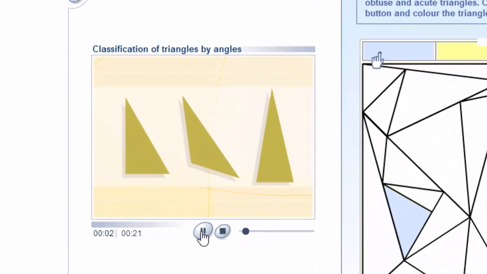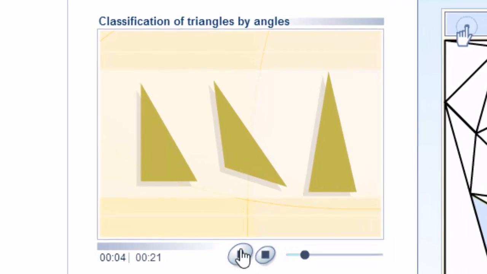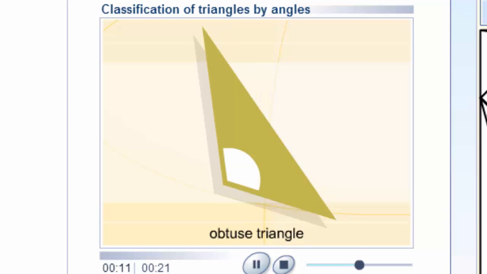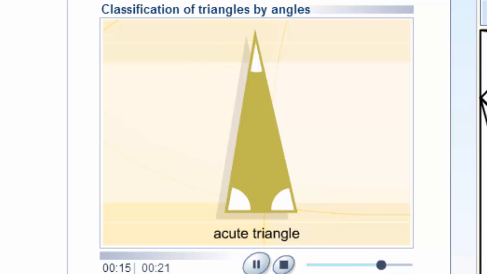Depending on the type of angles, there are three kinds of triangle. A right triangle, which has one right angle. An obtuse triangle, which has one obtuse angle. An acute triangle, which has three acute angles.